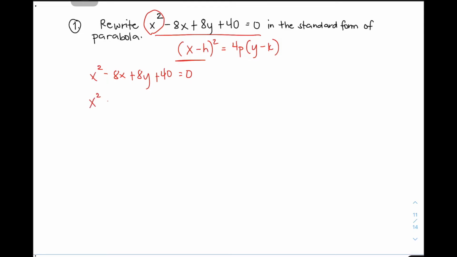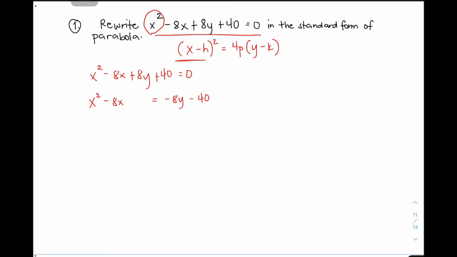You have x squared minus 8x is equal to negative 8y minus 40. So, what is the reason bakit naging negative 8y and minus 40? So, this is positive. When you transpose this, it will become negative. So, I hope naging clear yung ating explanation. This one is also positive. When you transpose positive 40 to the other side, it will become negative 40.